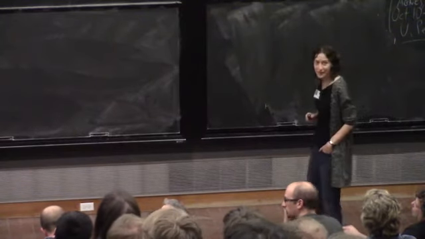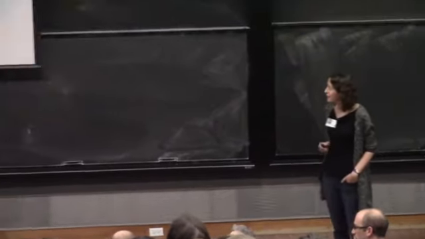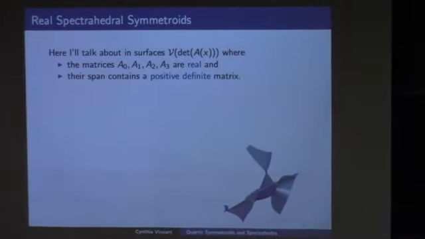So I want to go to the real numbers. In particular, I'm going to be interested in the case where these symmetric matrices are real, have real entries, and their span contains a positive definite matrix. So just as a reminder, if you have a real symmetric matrix, all of its eigenvalues are real. It's positive definite if all of those eigenvalues are positive. So think identity matrix.